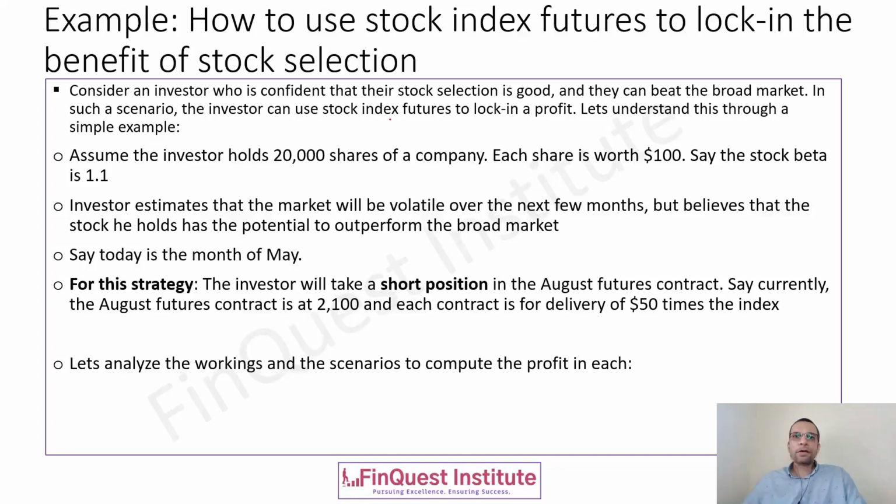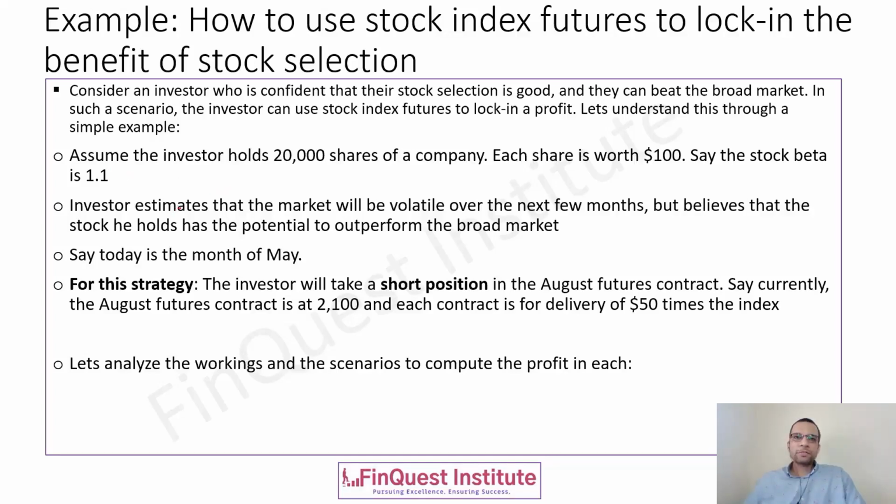We'll look at a certain investor who is holding an equity position, who believes that the portfolio which they are holding is going to perform better as compared to the broader market, and they would like to lock in that profit. So let's say that a certain investor holds 20,000 shares of a company, and let's say the current market price for these shares is $100 per share. And let's say the stock beta for this share is 1.1.